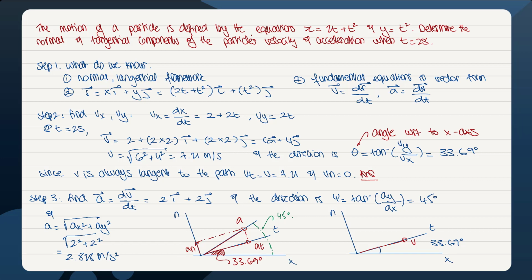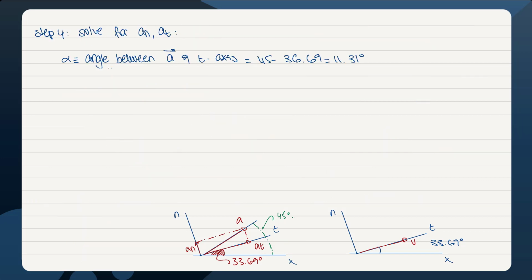So we know that alpha, which is the angle between a and t, is simply the difference between the angle of a with x and the angle of t with x. And as we have said earlier, the angle between t and x is the same as the angle between v and x. And so this gives us alpha is equal to 11.31 degrees.